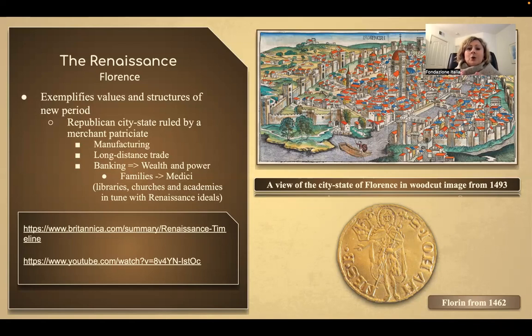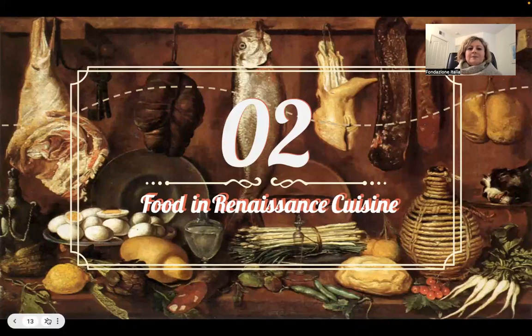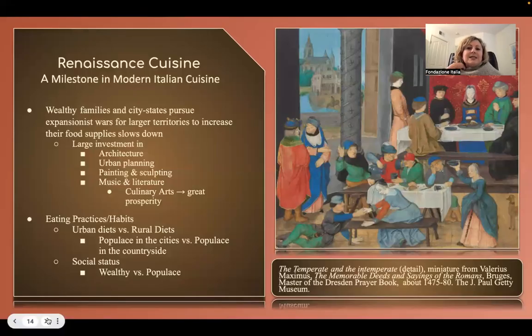In Florence, your wealth was shown also from what you ate, what you wore, but absolutely who you were patronizing and which artwork you had in your house, who were the artists that you were financing, and the projects that you were also investing in. So, food and cuisine in the Renaissance.